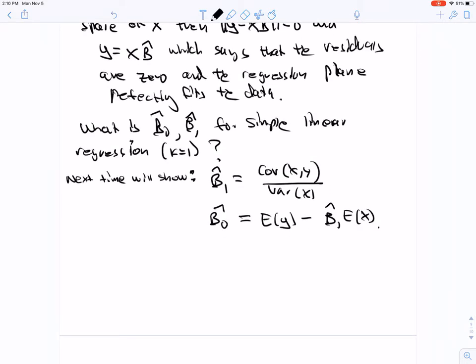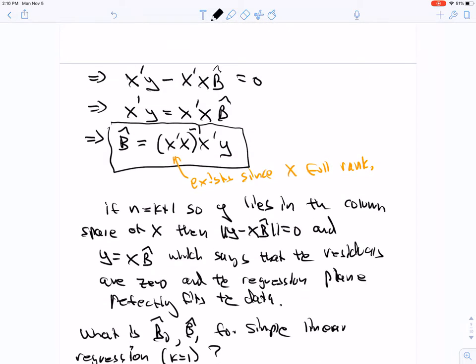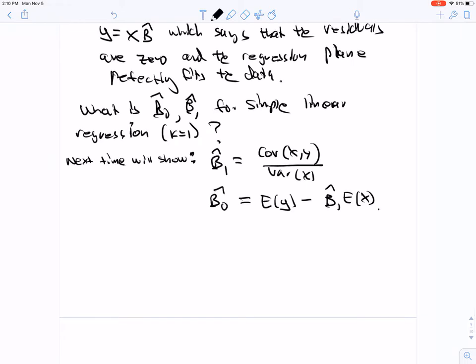So what is beta 0 hat, beta 1 hat for simple linear regression? We have this formula here, and we're going to see what that means when k is 1, and we'll show next time that beta 1 hat is the covariance of x and y over the variance of x, and beta 0 hat is the expectation of y minus beta 1 hat times the expectation of x.